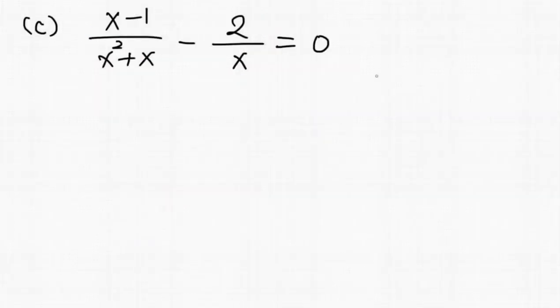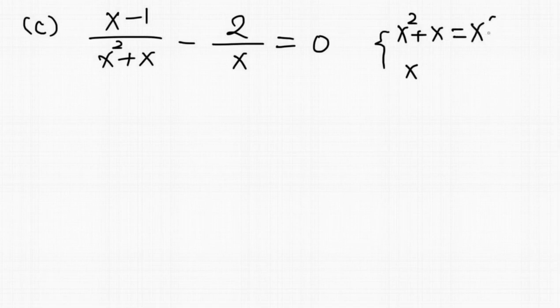Okay, this is the third example. We need to find the least common denominator. So to do that, we're going to factor the denominators first. So factoring this polynomial, we have x as a common factor, so x times x plus 1.